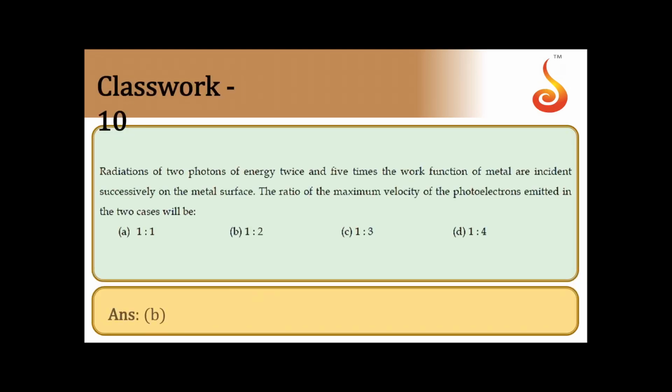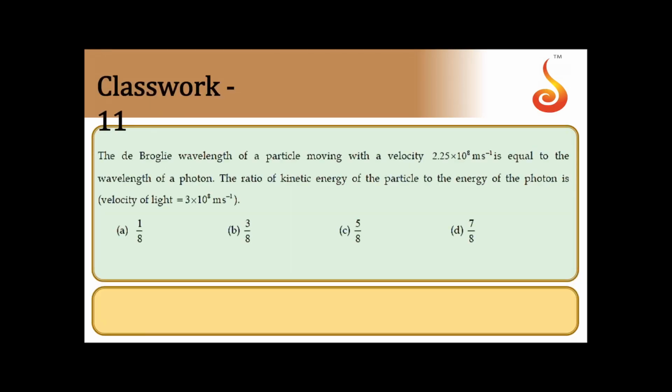We shall move on to next one. The de Broglie wavelength of a particle moving with a velocity 2.25 into 10 to the power 8 meter per second is equal to the wavelength of a photon. The ratio of kinetic energy of particle to the energy of photon is, given velocity of light is 3 into 10 to the power 8 meter per second.